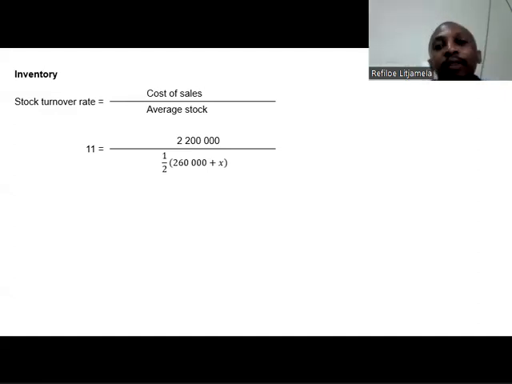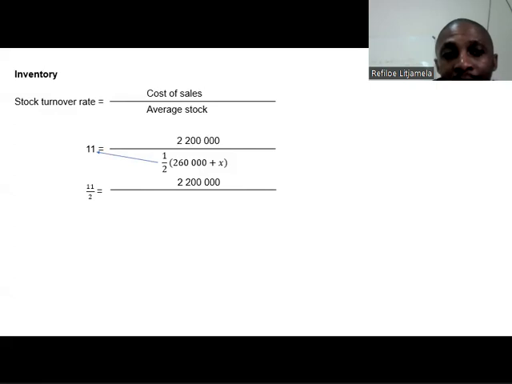Now, to simplify this, for those that are not familiar with maths or hate maths or are doing maths late, I will simply take that 11 and multiply it by this half, just for me to get rid of the half. So I'll end up having 11 over 2. In the numerator, we'll still have 2,200,000. In the denominator, I'll be left with 260,000 plus X.